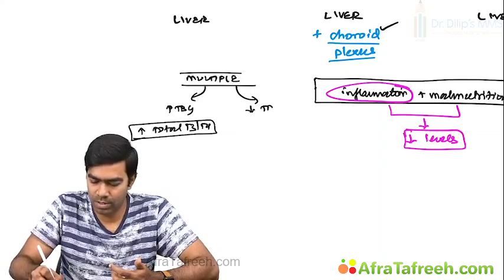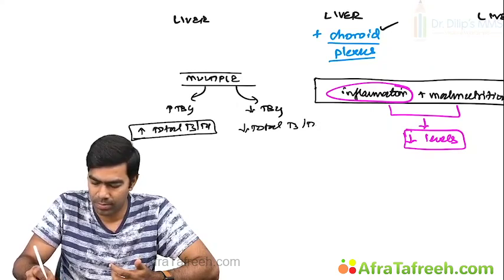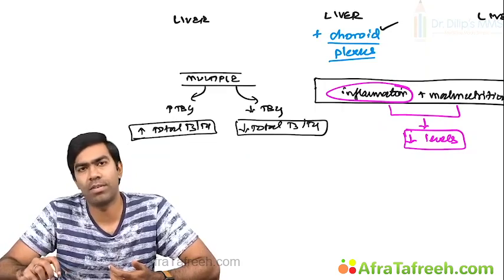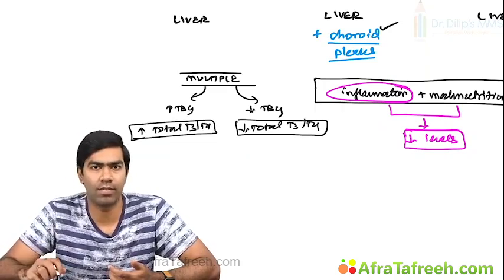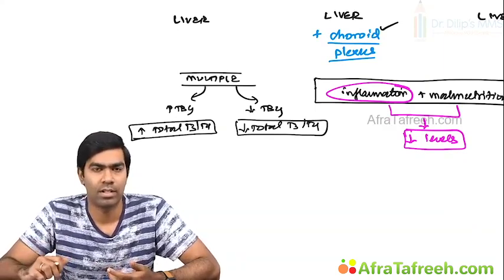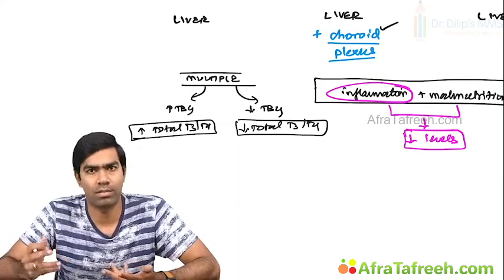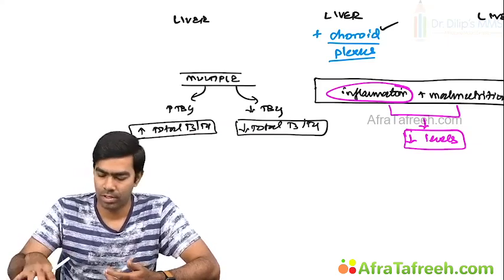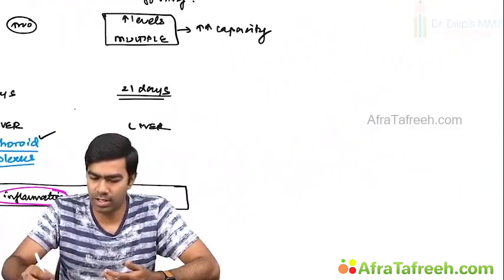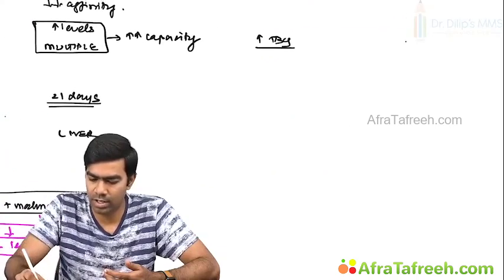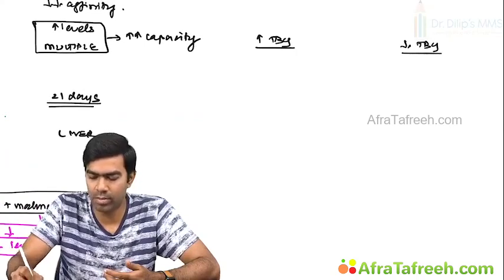Whenever you have a reduced TBG, again your total T3 and T4 will be reduced. And this is the reason why we currently prefer doing free T3 and free T4, not the total T3 and T4, because a lot of conditions can affect the status of total T3 and T4 because of the alteration in the levels of the thyroid binding globulin. So now let us see what conditions will increase the TBG and what conditions will reduce the TBG, thyroid binding globulin.